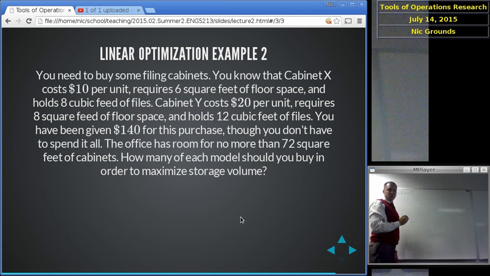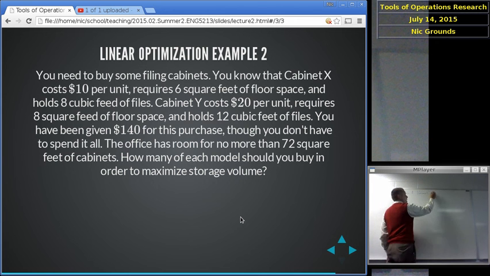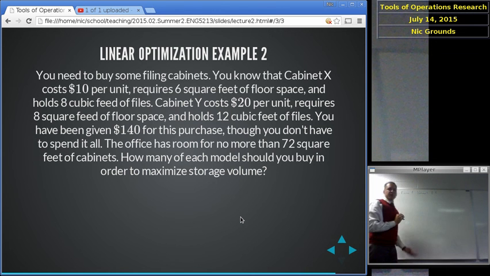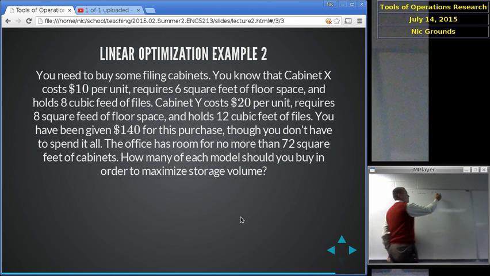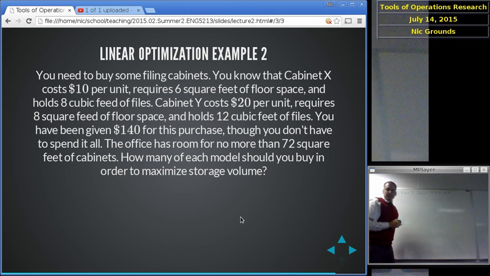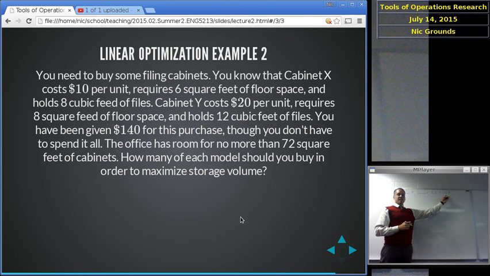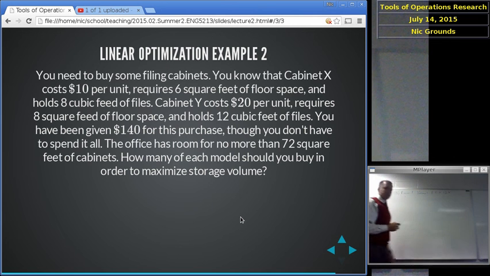So the objective function is storage volume. I'll just represent that as, say, volume, which is equal to, well, each X cabinet we buy gives us 8 cubic feet. So 8 times X is the cubic feet volume that we get from the X cabinets we choose to buy. X being the number of cabinet X we buy, 8 times that number is how many cubic feet of volume we get from that. And then obviously 12Y is the volume of storage capacity we get from the Y number of cabinet Ys we choose to buy. So that's our objective.